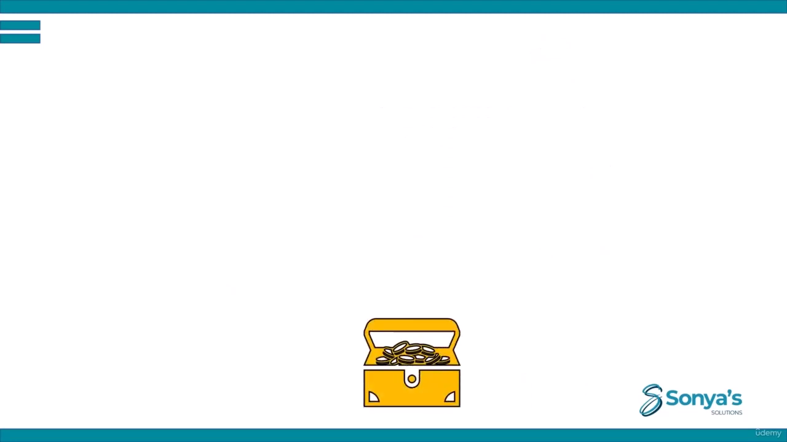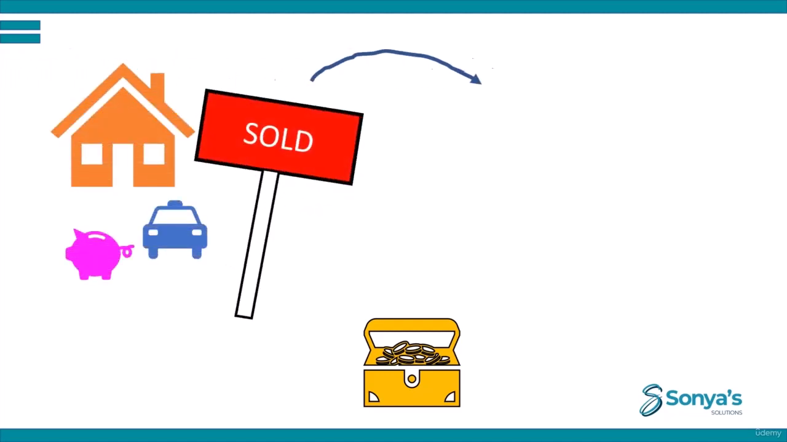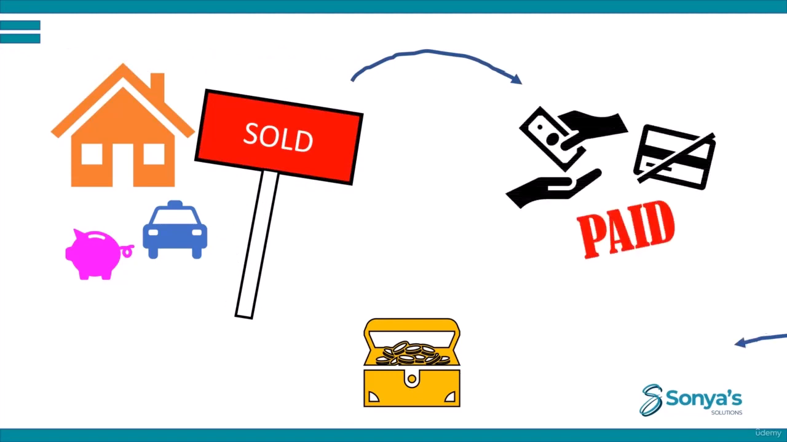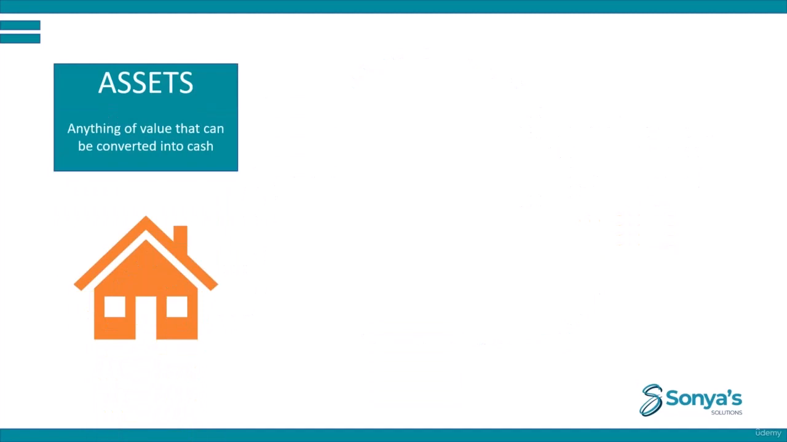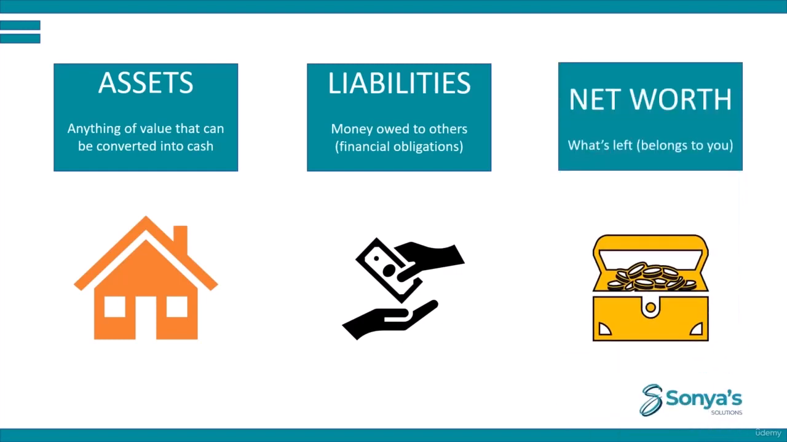Net worth is what we'd have left if we sold everything we owned and used all of the cash we have, including what's in the bank, to pay off our debts. The things that we own that can be converted into cash are called assets. Liabilities are our debts, what we owe to others, also known as financial obligations. Net worth is calculated as the sum of all of our assets less the total of our liabilities. Net worth belongs to us.